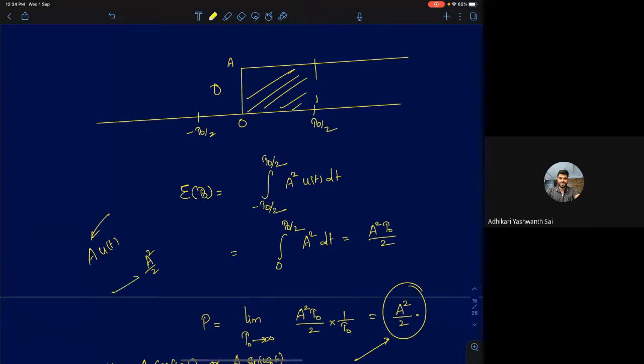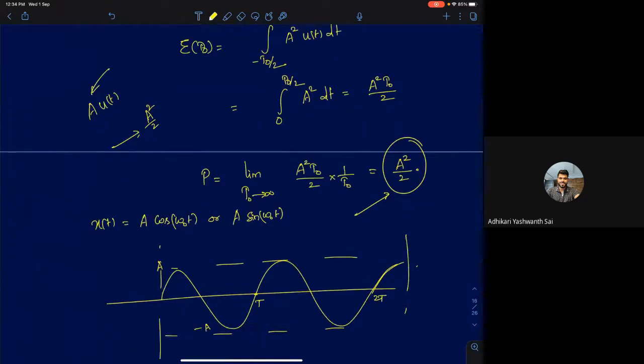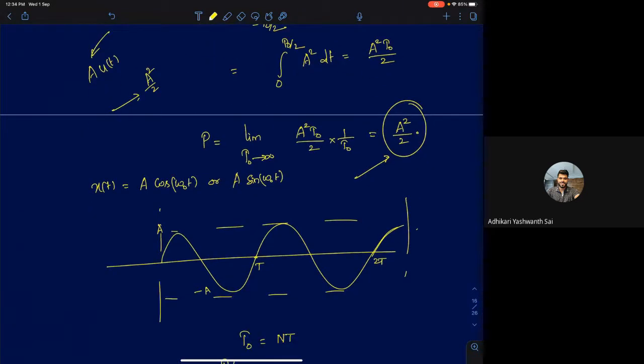Okay, the power is A squared by 2. Next, another more important signal, which is a sinusoid, A cos omega naught t or A sin omega naught t. These are again everlasting signals. They are periodic signals. They repeat periodically. They can exist from minus to plus infinity.